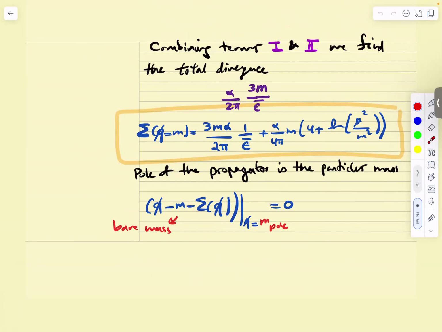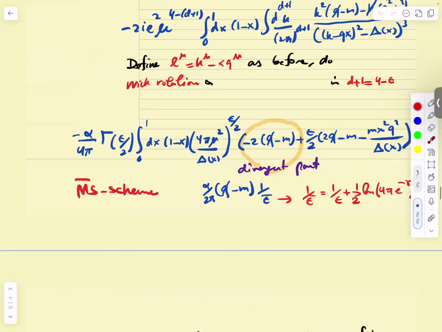You add both of the diagrams, and this is what you obtain. The total structure of this one loop calculation will give you a piece that is 1 over epsilon bar divergent, 3mα over 2π, plus α over 4π m times 4 plus ln of μ squared over m squared. Now, I have done some simplifications.